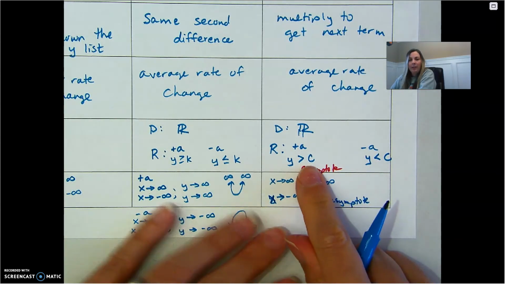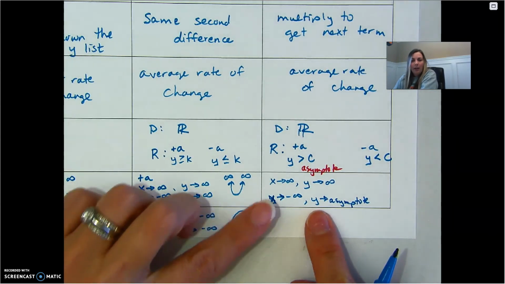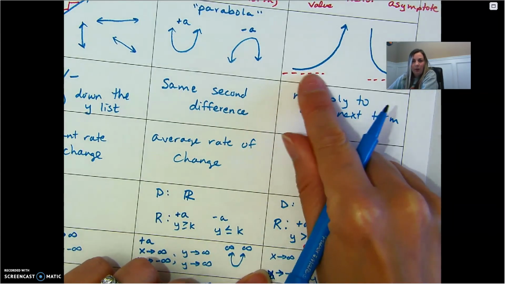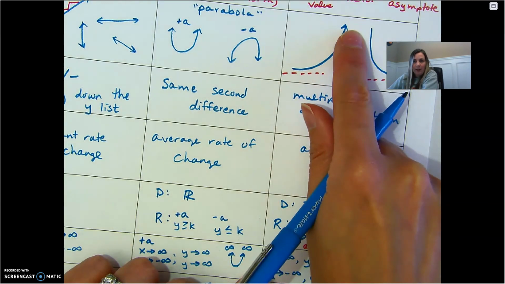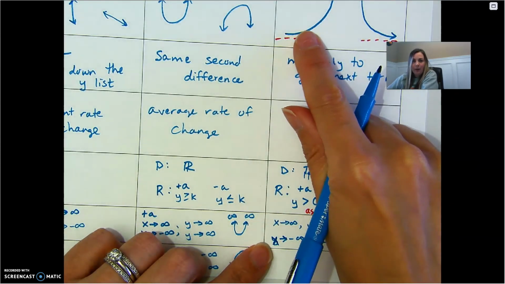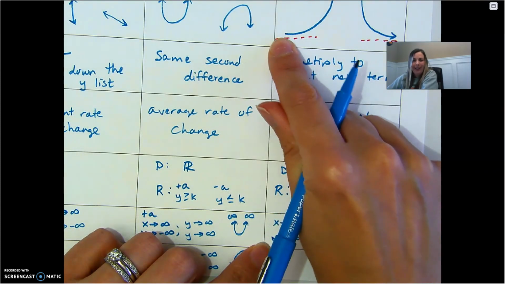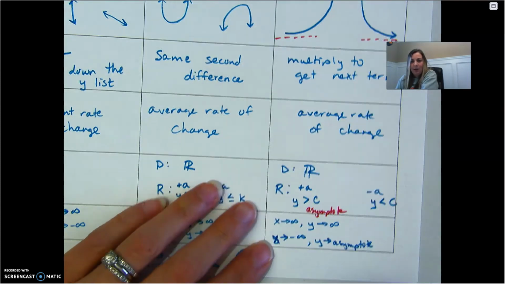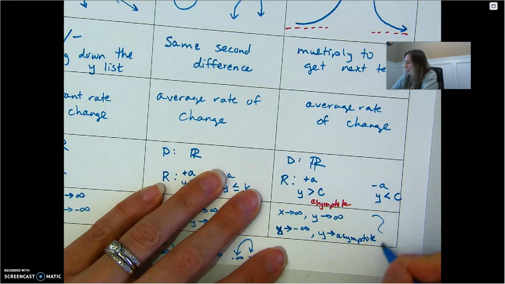Now I could have put the letter C like I did up here. Okay, so let me come up here. So as we go to the right, it approaches infinity. And then as we go to the left, it's going to get closer and closer to this dotted red line, to your asymptote. That's if it's growth, right? This is for growth.